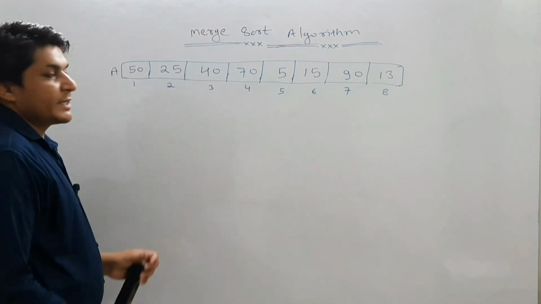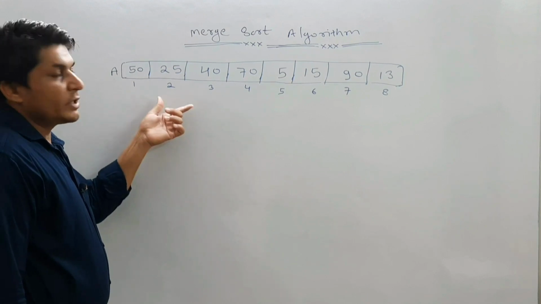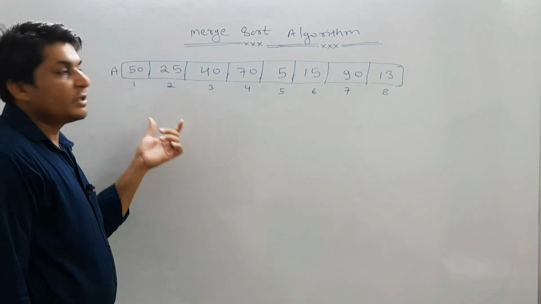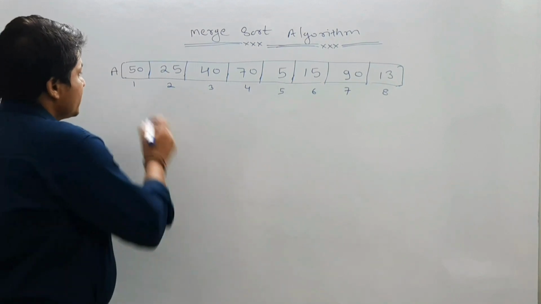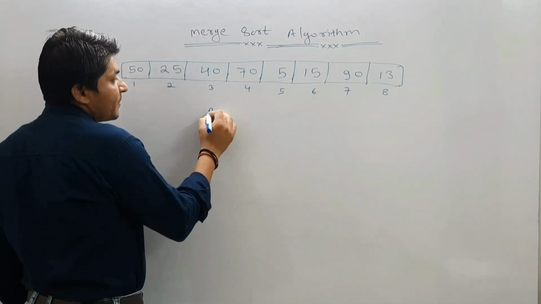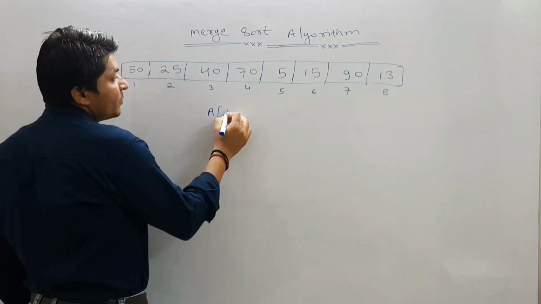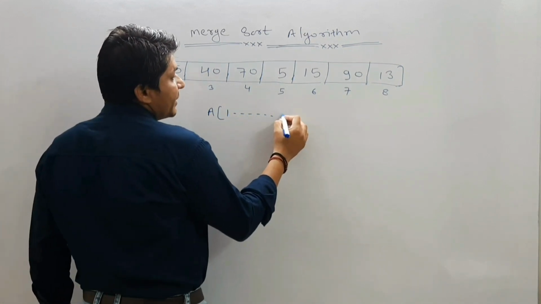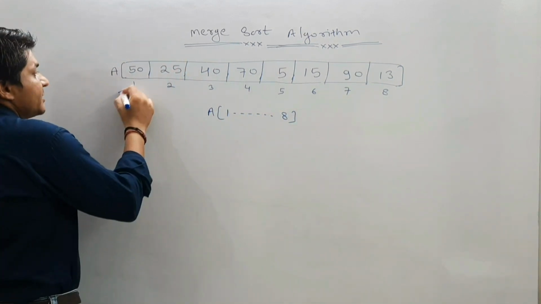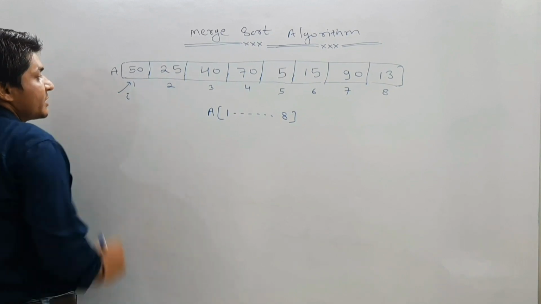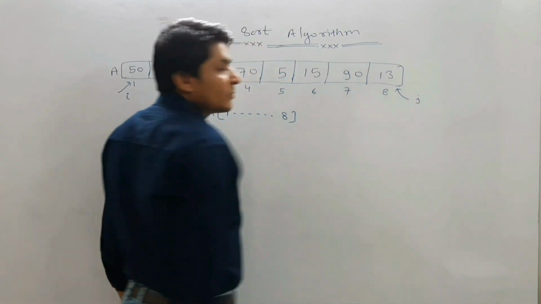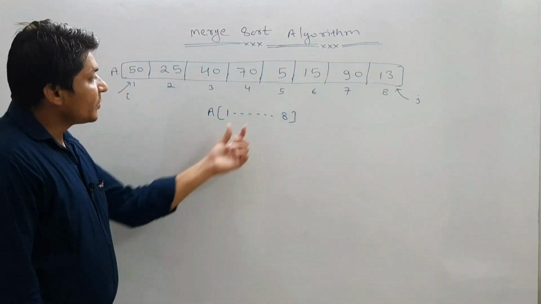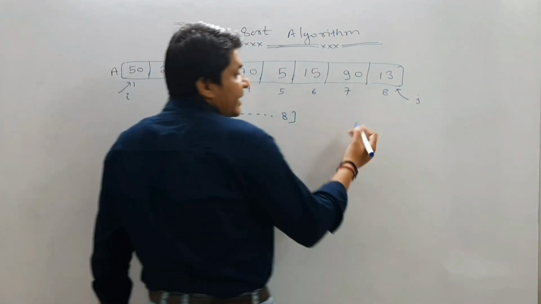What merge sort says is that you divide this unsorted array in such a way that you can get two sorted subarrays. Let me explain this. Let's suppose the name of the array is A, the starting index is 1 and the last index value is 8. Let me write this: i is pointing to the starting index and j is pointing to the last index. Now first we need to find the mid value so that we can divide into two parts.